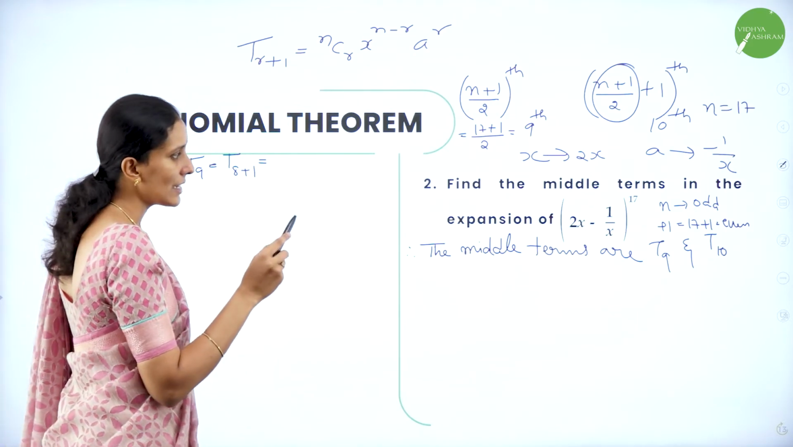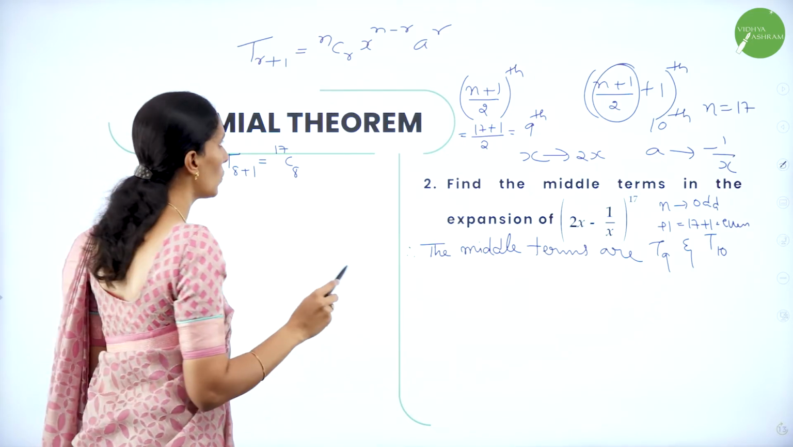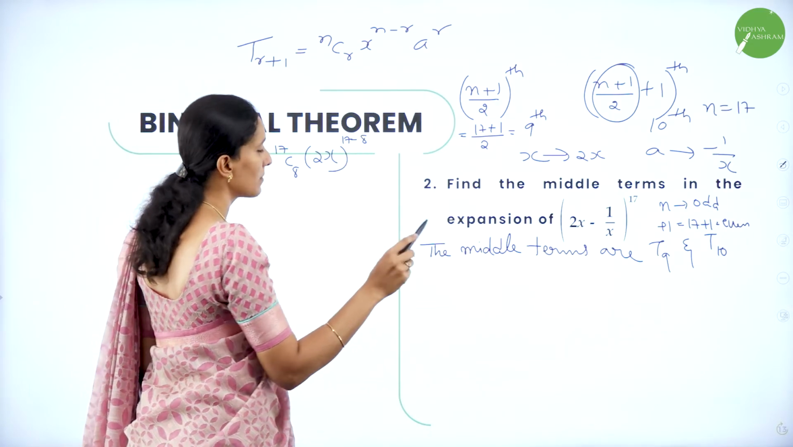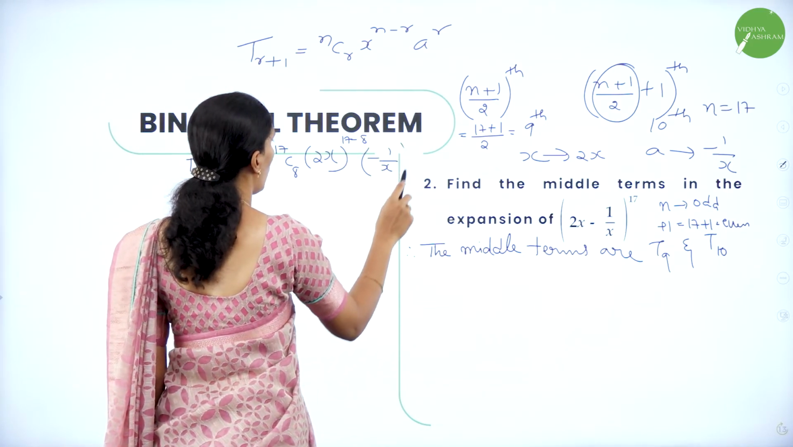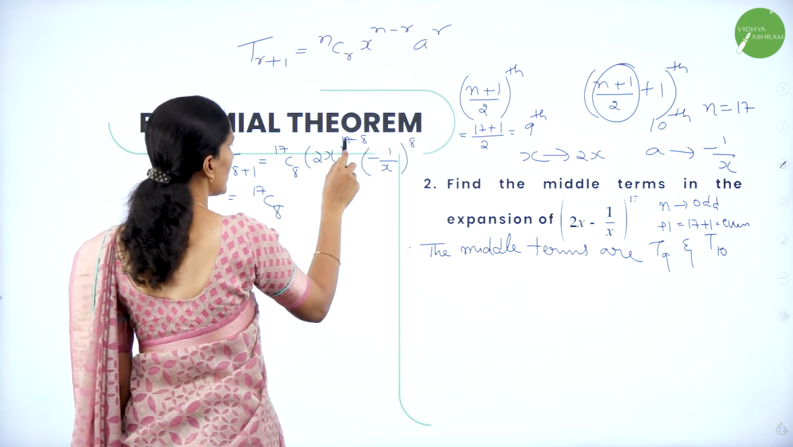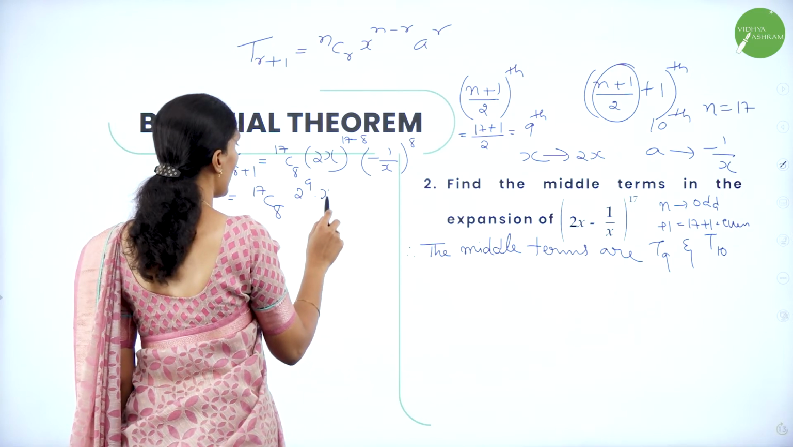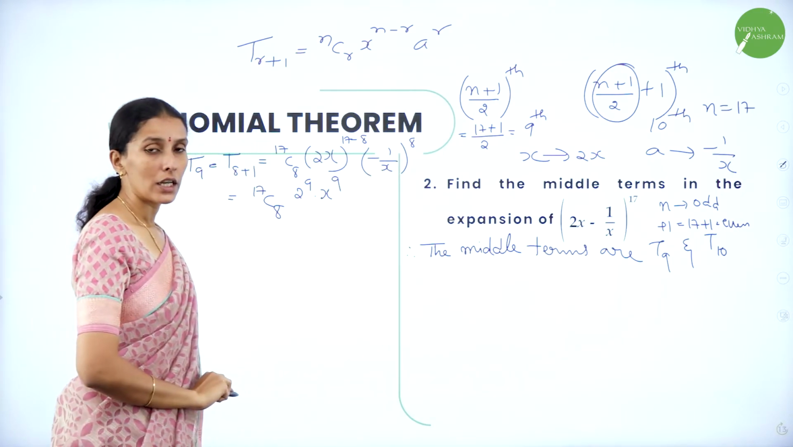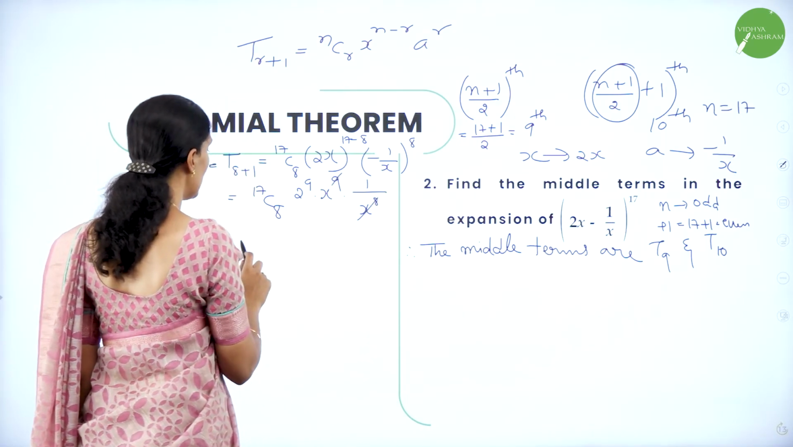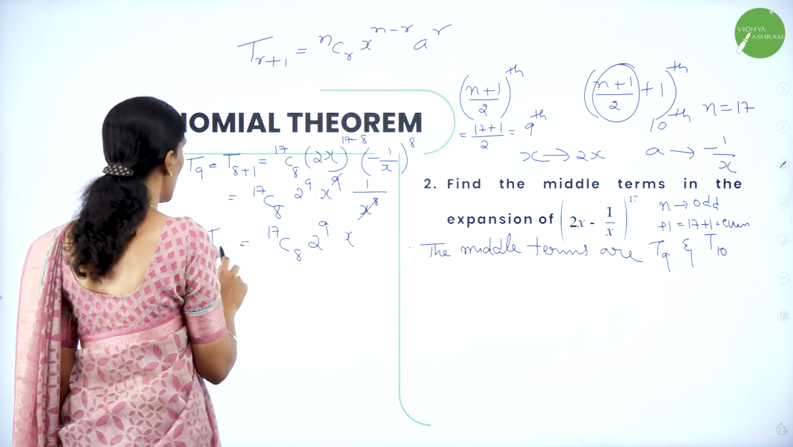So it is nCr, which means 17C8. x is 2x, power 17 minus 8. a is minus 1 by x whole power 8. So therefore this is 17C8, and 17 minus 8 is 9. So this is 2 power 9 x power 9. Minus with even power is positive. This is 1 by x power 8. So when you cancel, 17C8 into 2 power 9 into x. So this is your 9th term.